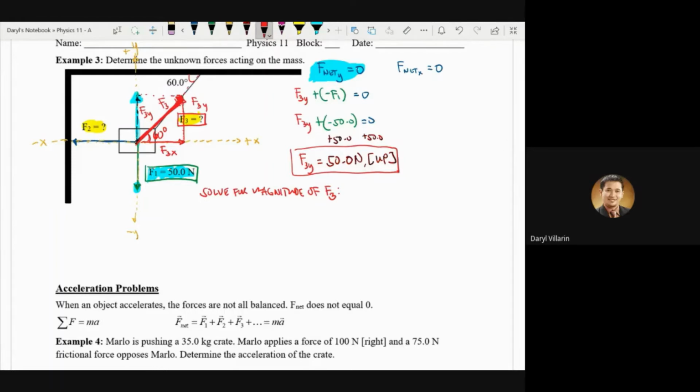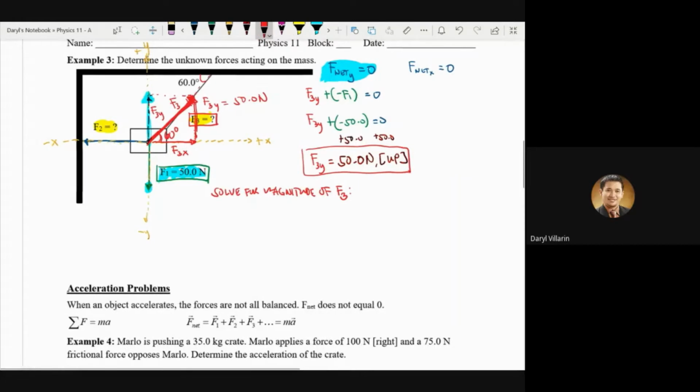So I know that the value of F3Y, or this side here, is 50.0 newtons. I've been given the angle of 60 degrees. One angle, one side. So therefore, I can already solve for the other sides using trig. If I just redraw this, solving for F3, I'm just using the right triangle from there.